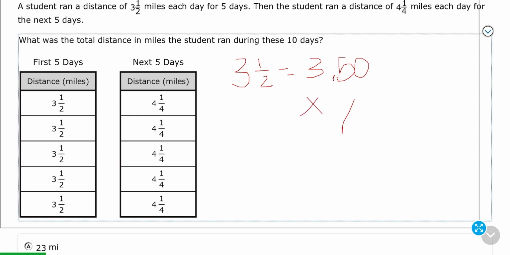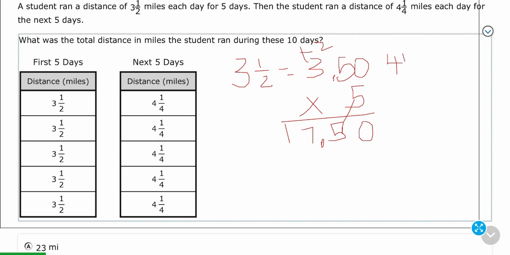So we're going to multiply that by 5. And again, we're multiplying by 5 because each day, that's how many miles that student was running. If we multiply this correctly, remember, we move the decimal till the end. We get 17.50 for the first 5 days.